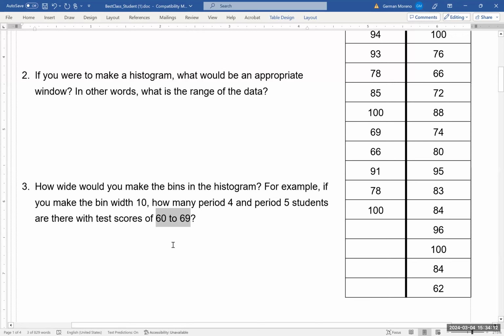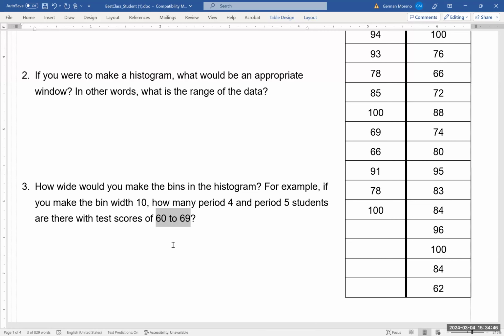And what I'll say on this one is that there's a practical way of doing this. Obviously, when we do grades, we like to think of 60 to 69 being a D, 70 to 79 being a C, 80 to 89 being a B, and then anything above that an A. So it makes sense to make the bins, or the width of each bar on the histogram, 10.